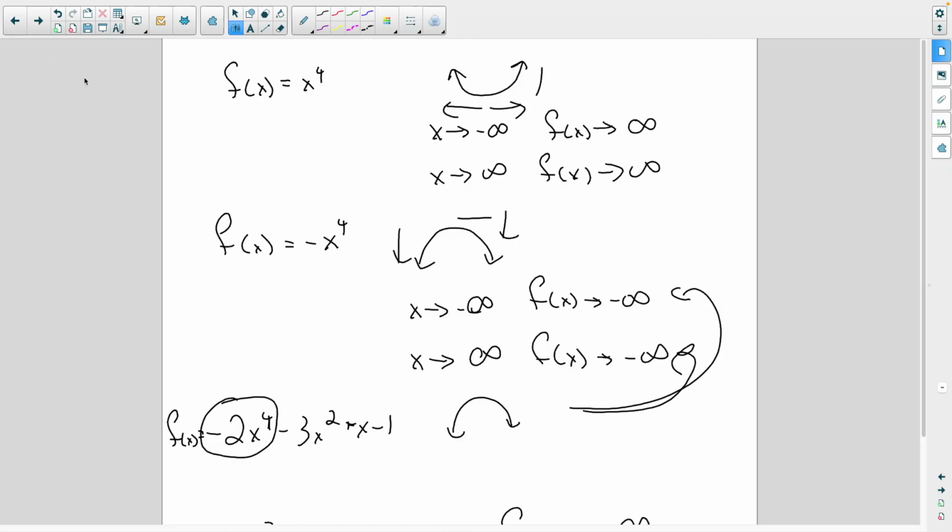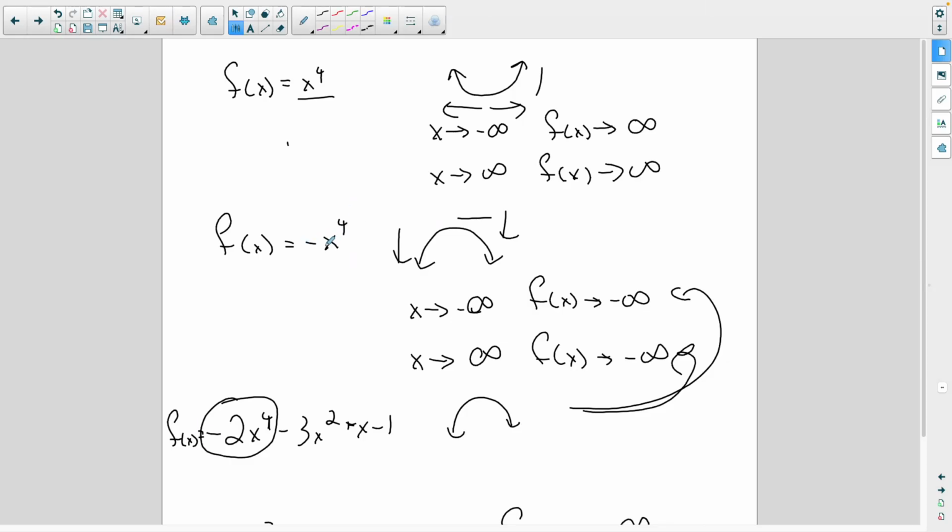Then my next step is end behavior. Well, x to the fourth is an even power, so we know it's like a parabola, and my leading coefficient is positive, so that tells me that as x goes to negative infinity, which is left, y goes up, and as x goes to positive infinity, y goes up.